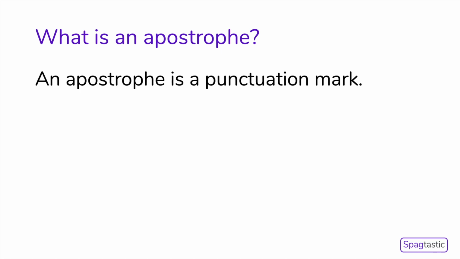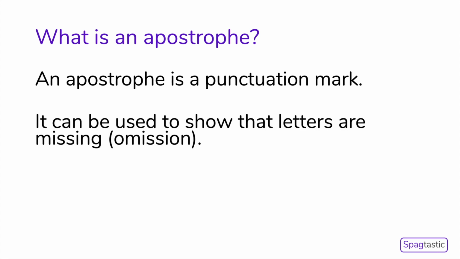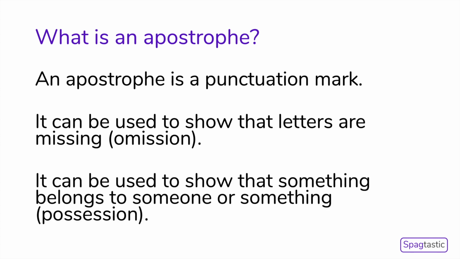An apostrophe is a punctuation mark that has two main jobs. It can be used to show that letters are missing. This is also known as omission. It can also be used to show that something belongs to someone or something. This is known as possession. In this lesson, we are going to focus on how the apostrophe is used to show possession.